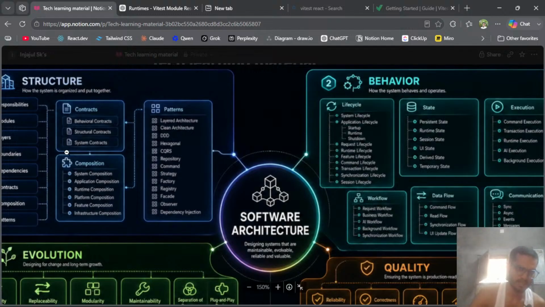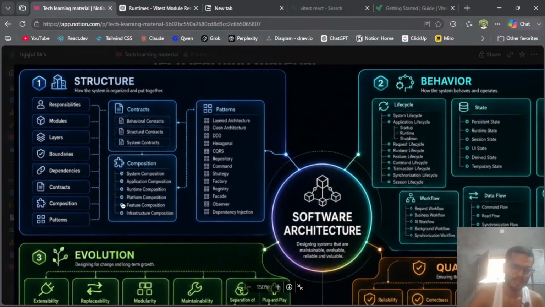In the structure segment, we have patterns. If you hear about layered architecture, clean architecture, DDD architecture, hexagonal, CQRS, right? These are just patterns. And then you have responsibility, which is very important. We have what's called the 13 architectural dimensions, right? That's called structure. From structure, you define what type of system you will build.